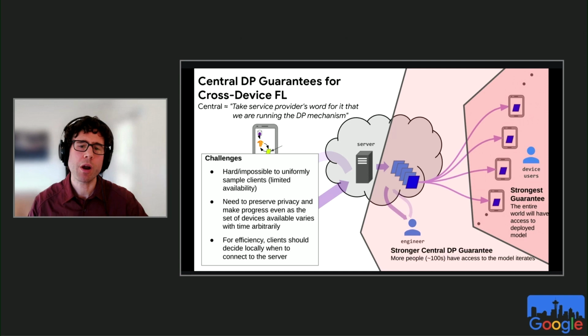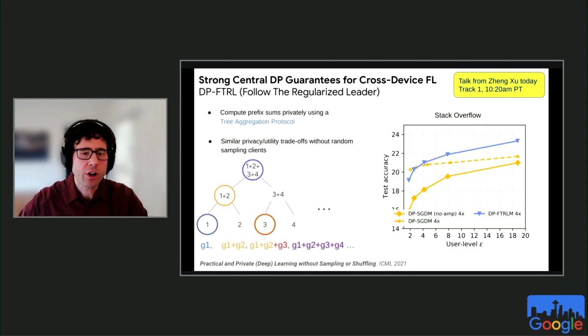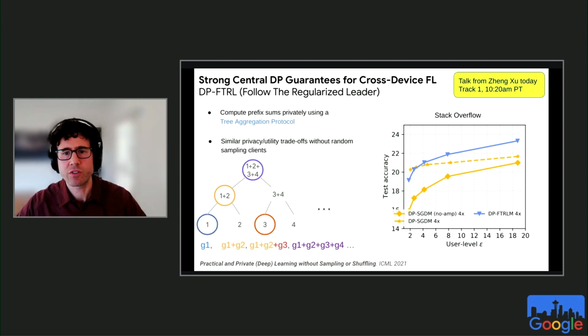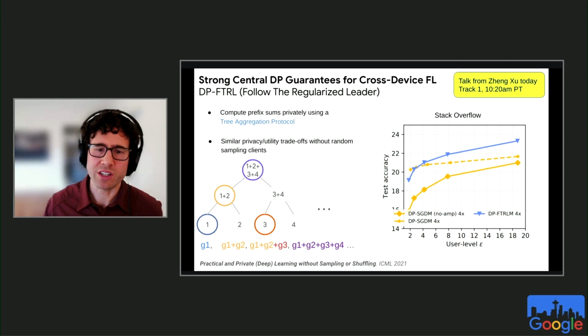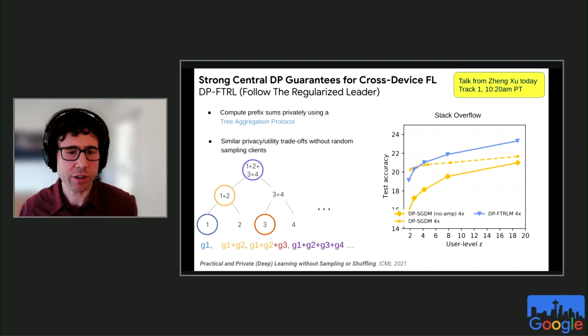So we've been working on this problem for a while. And with our latest work on practical and private deep learning without sampling or shuffling, we think we have a pretty good solution with the DPFTRL algorithm. And you can see a talk coming up at the 10:20 session from Jung later today in track 1 that will dive more into the details of this algorithm.